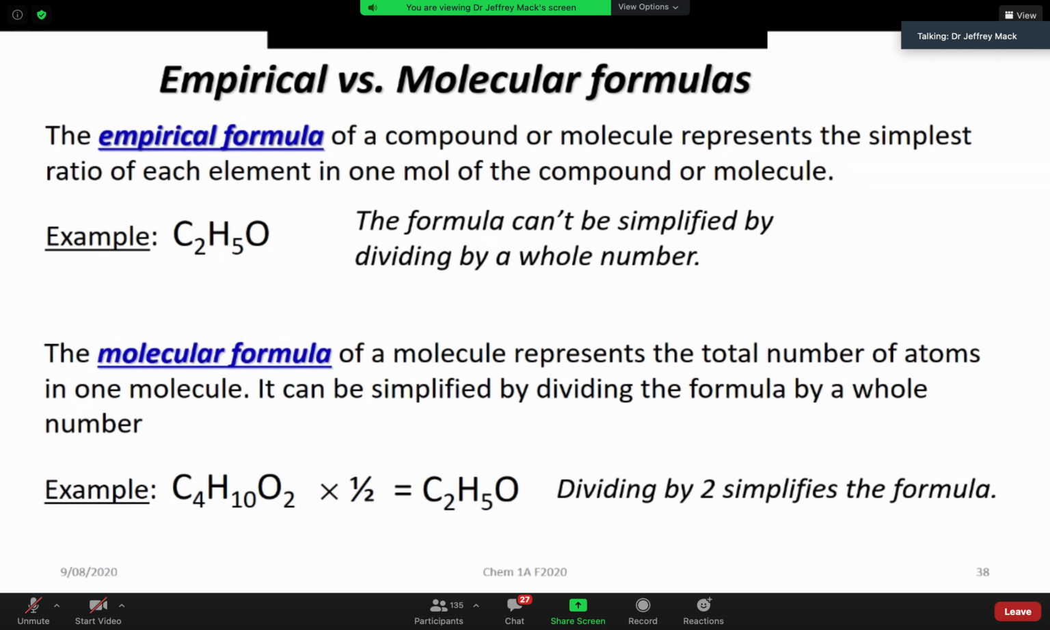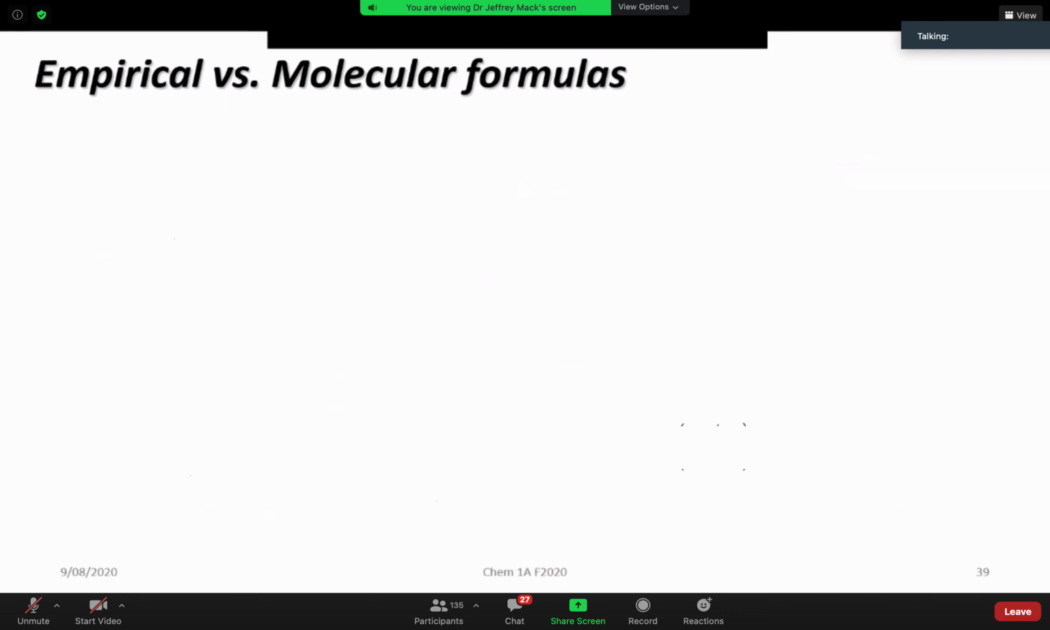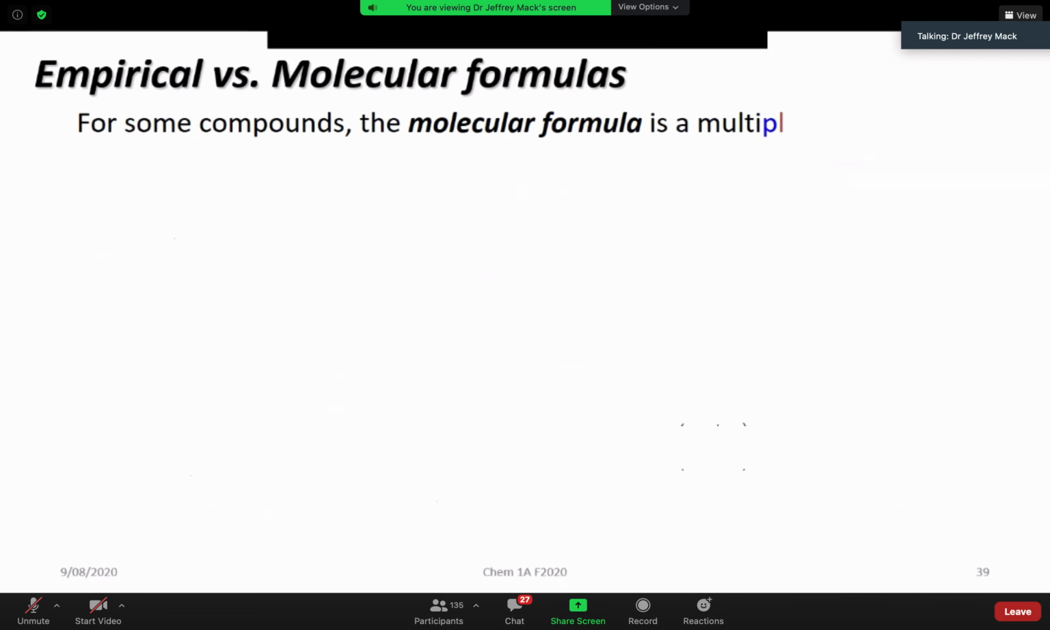So the empirical formula represents the simplest ratio of the elements in a compound. The molecular formula is a multiple of that empirical formula. Right? Again, reading from chapter 3. Now, for some compounds, the molecular formula is a multiple of the empirical formula.